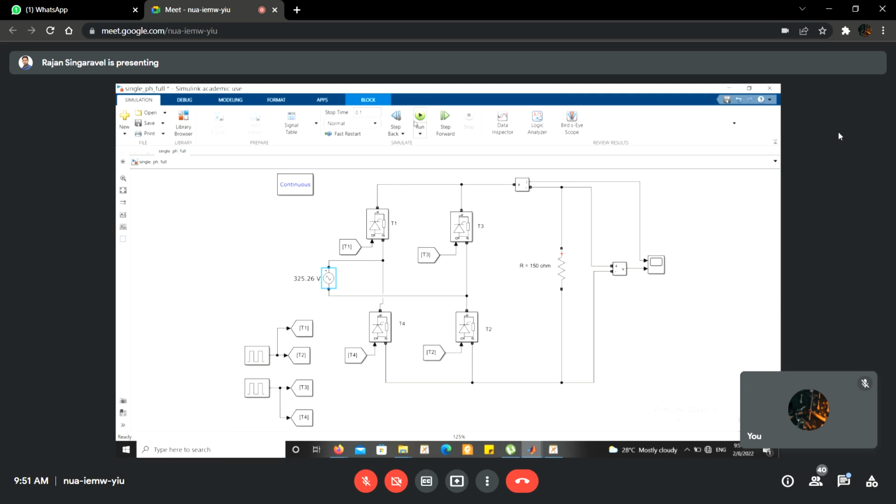Now I am going to simulate it for just 0.1 second. The simulation time is just 0.1 second. I am going to simulate. Let us see how this is giving us the results.